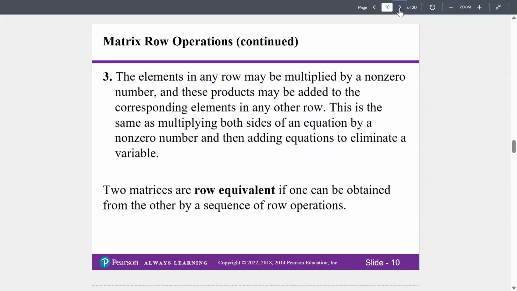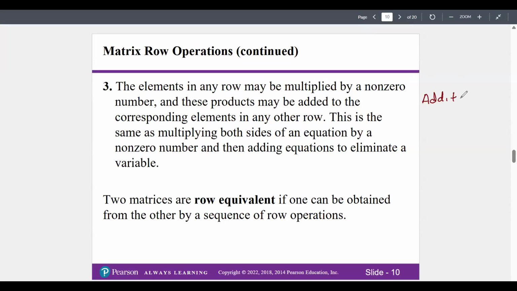This is very similar to using the addition method when we were trying to solve systems of equations. In the addition method, we would take an equation, multiply it by a number and then add it to another equation to help us get a new one. That's exactly what we're doing here, just in the system of a matrix. We're really just doing the addition method. Two matrices are row equivalent if one can be obtained from the other by a sequence of row operations.